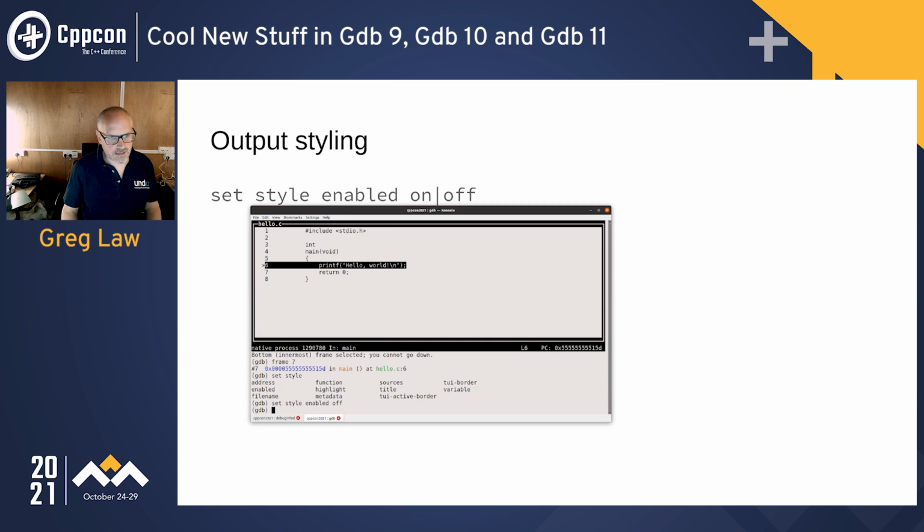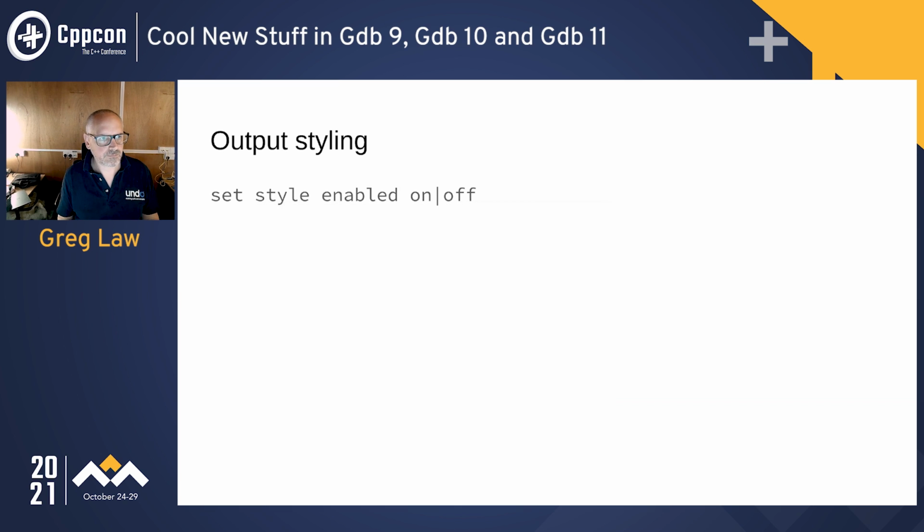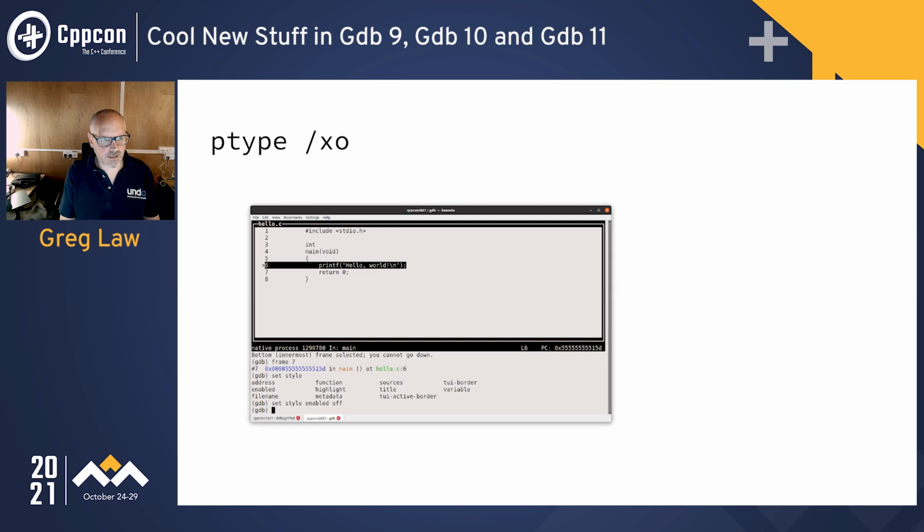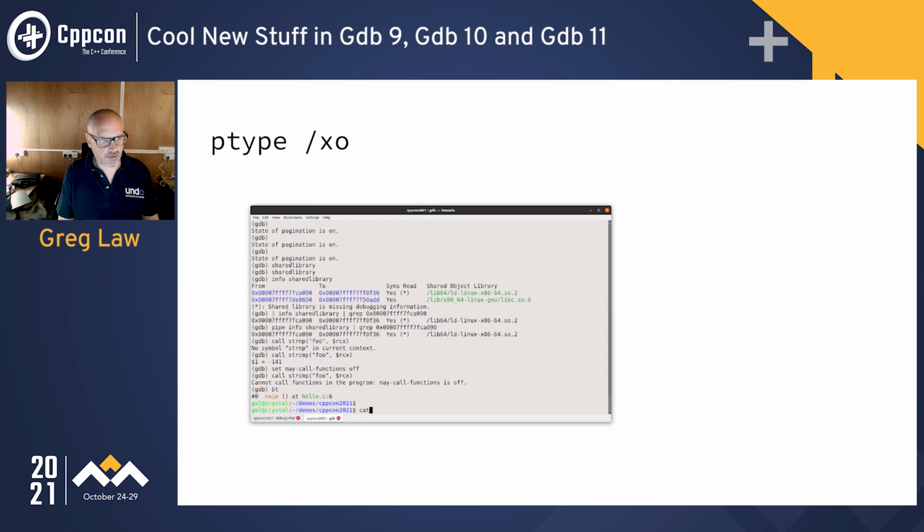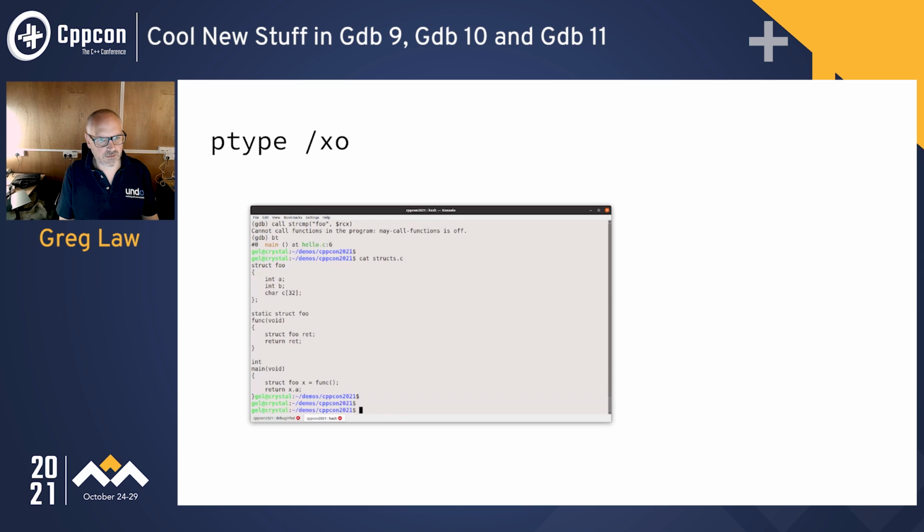So that's there. And the point is, I think we have got syntax highlighting in the newer versions, which is a bit easier on the eye. Small thing, I don't know if you know about the ptype command. I'm relatively new to it actually, but I find it quite useful. So here I've got a file with some structs.